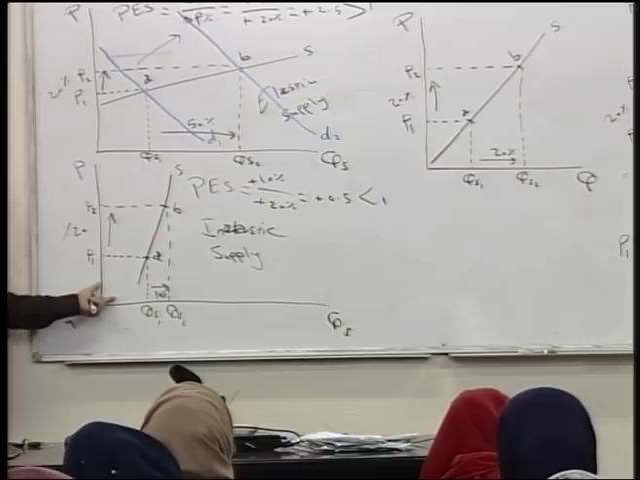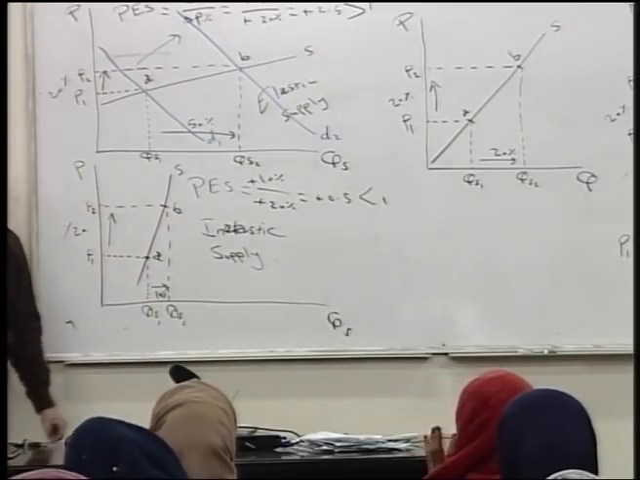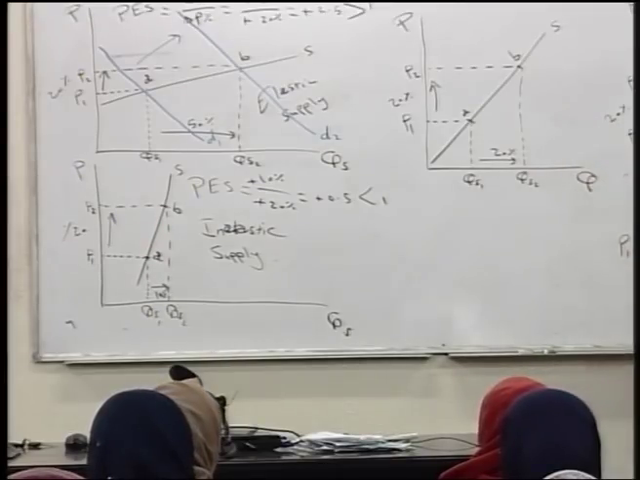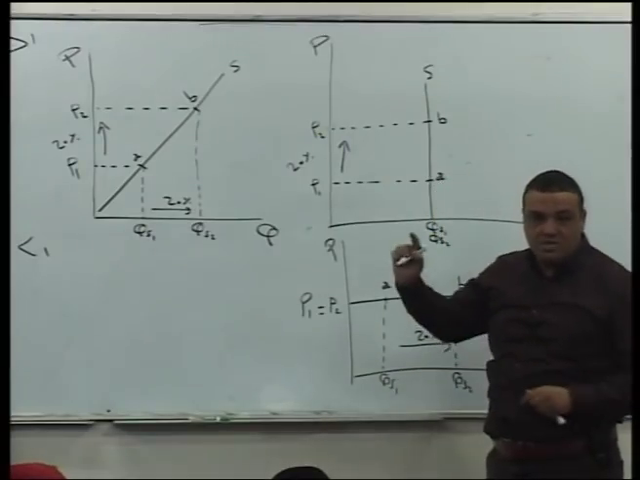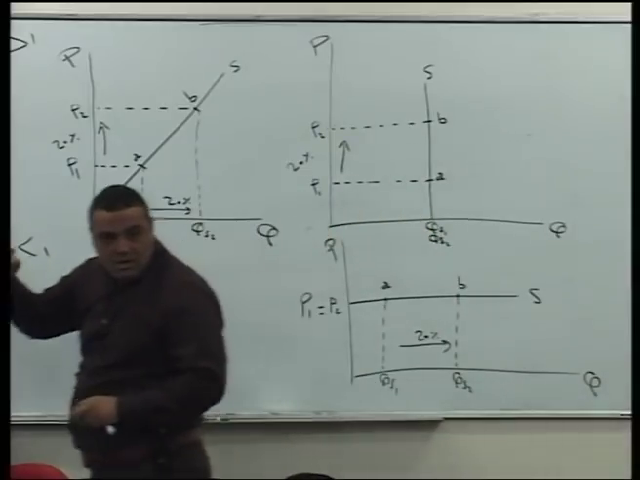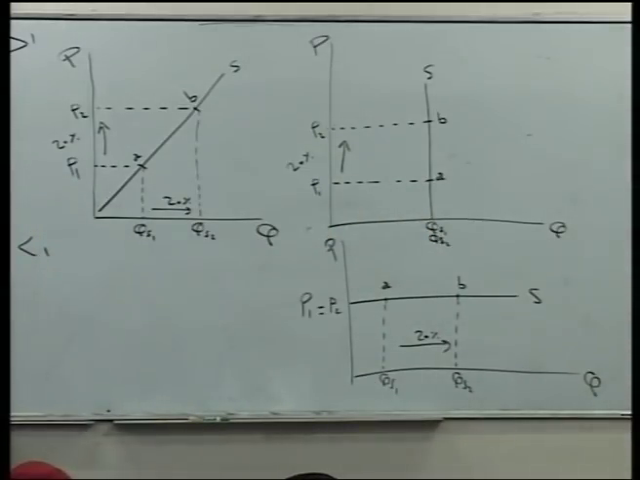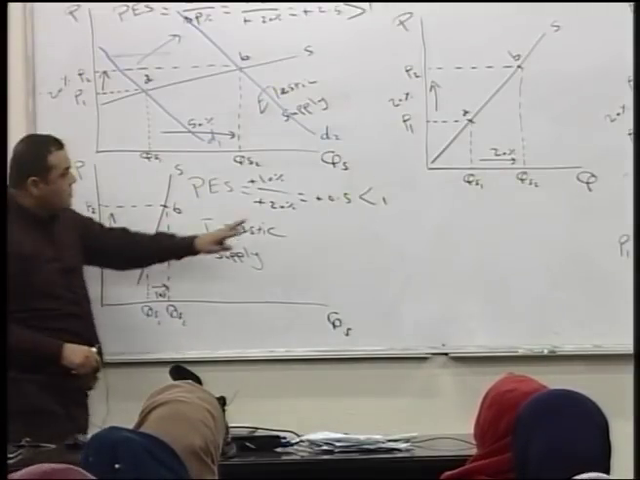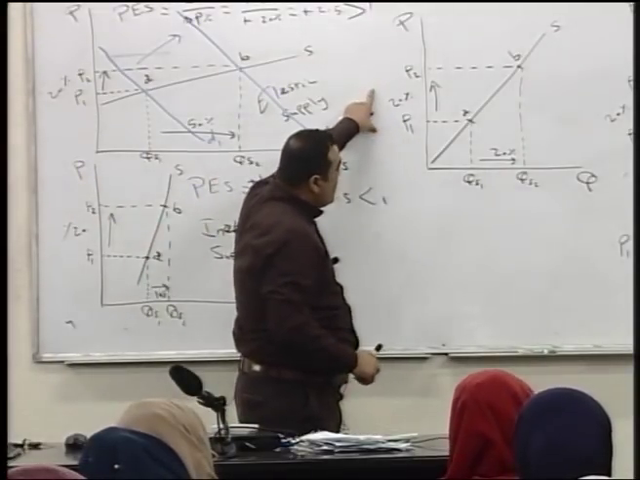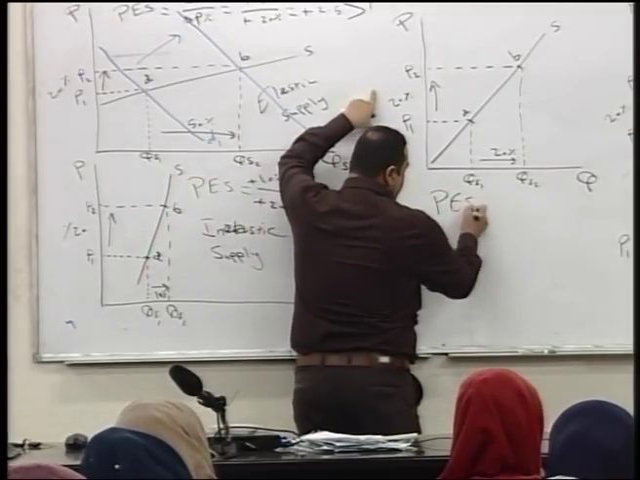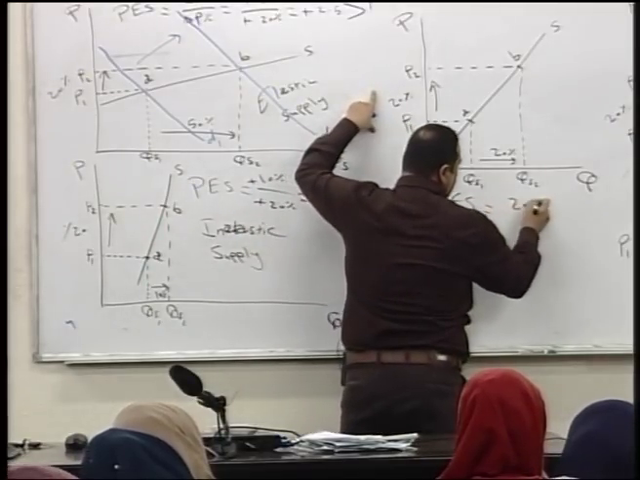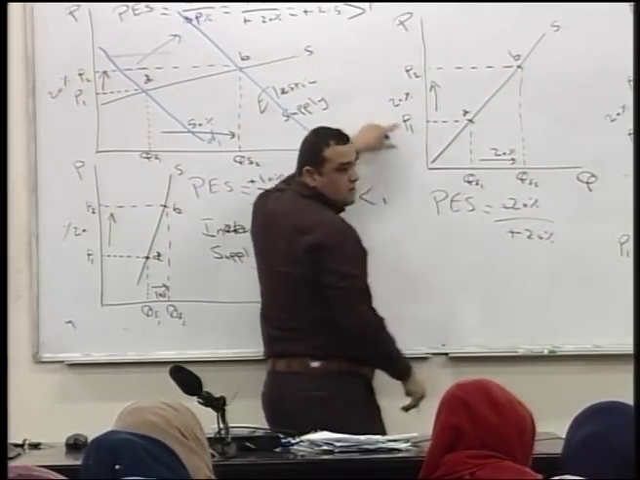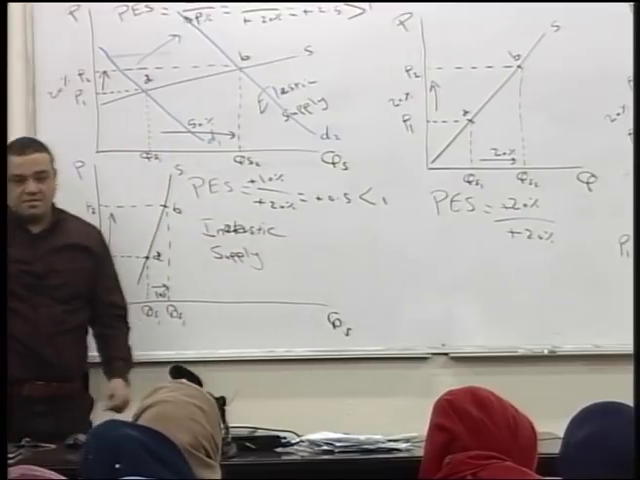How much is the slope? A change in price over change in quantity. But we have to have values for the prices and the quantity supplied, right? Because to calculate the slope, P2 minus P1 over QS2 minus QS1. It has a positive slope. Here, PES, 20% over 20%. Unitary elastic, a 45 degree angle.